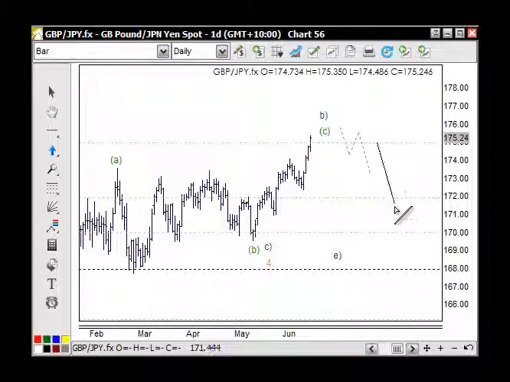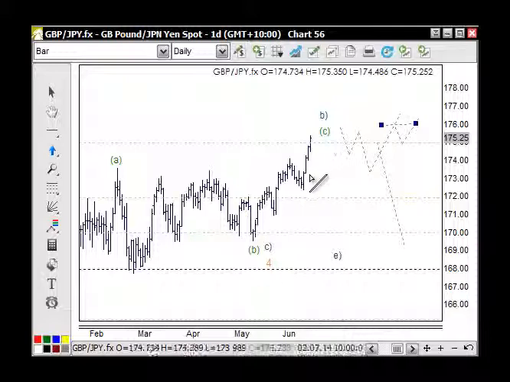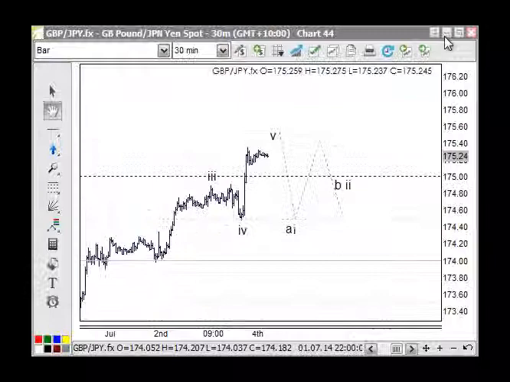Now, it can fail from this point, or it could move up from this point and move here, but either way, we'll be looking at it over there. So if you've been trading long to here, then exit at 175 thereabouts, and then just be patient and wait for this correction here, and then we'll take it on board from there.